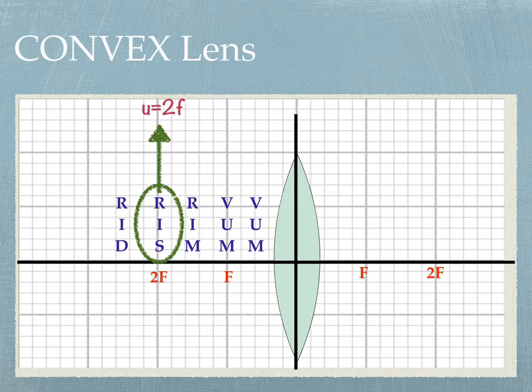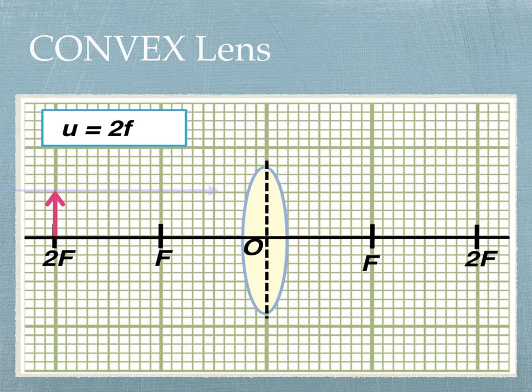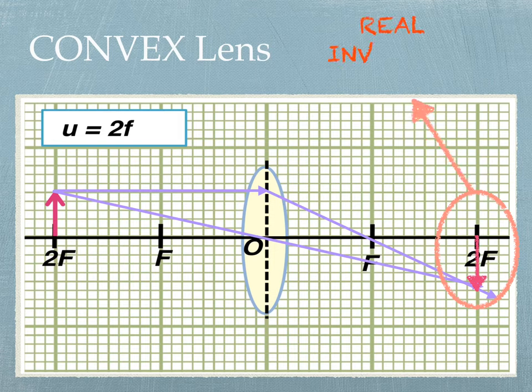When the object is equal to 2F, the image produced is RRS. Let's try and check. Yes, the image is RRS: real, inverted, and the same size as the object.